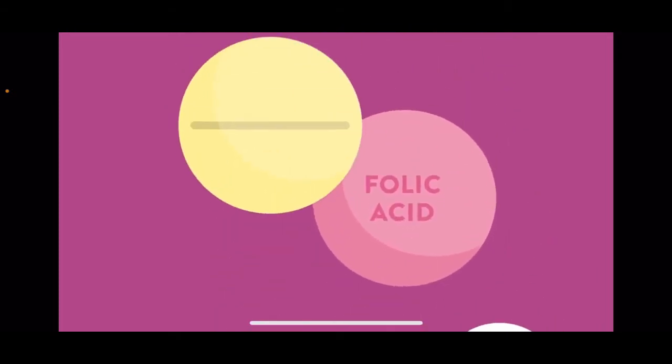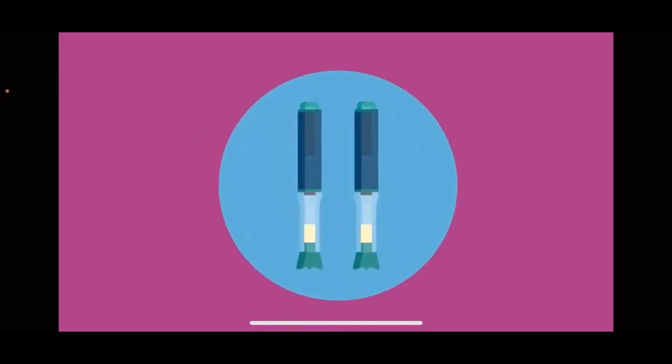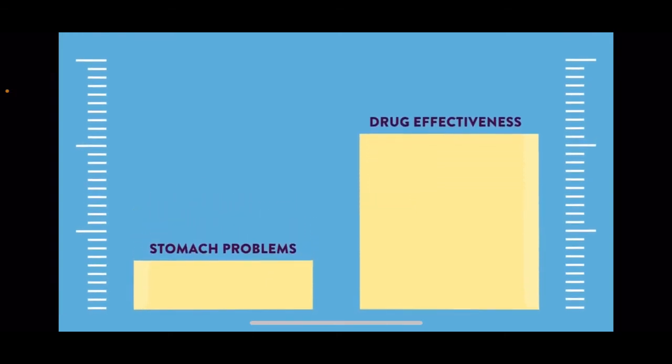Studies show that taking a folic acid supplement reduces side effects by up to 79%, and changing from tablets to injectable methotrexate is also proven to reduce stomach problems, whilst increasing the effectiveness of the drug.